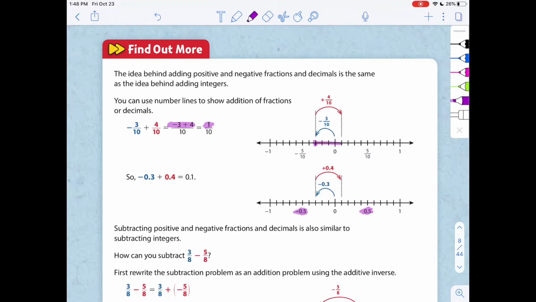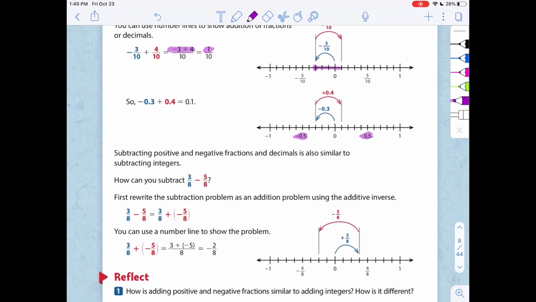Subtracting positive and negative fractions and decimals is also similar to subtracting integers. So let's think about a different problem.